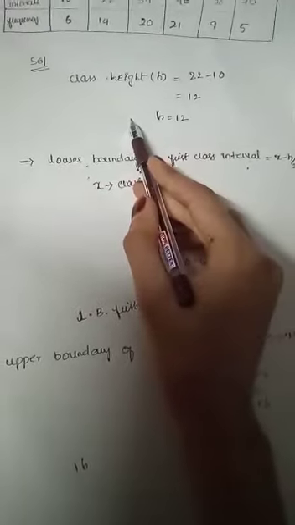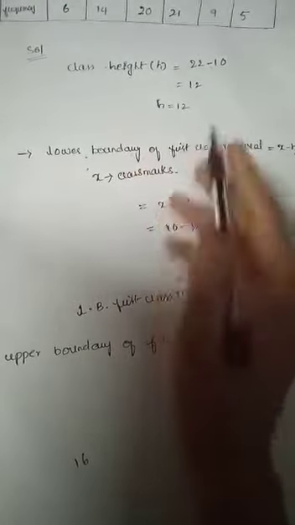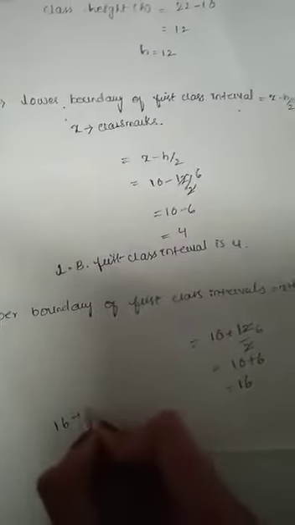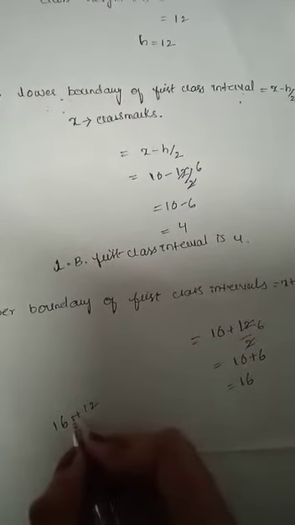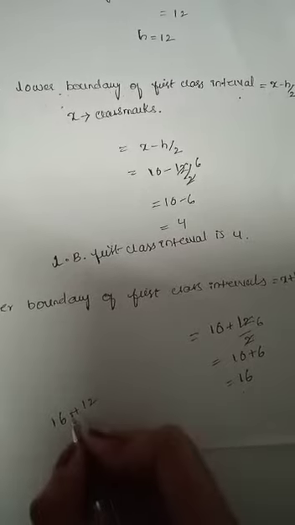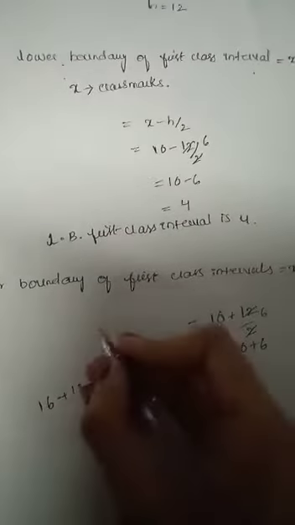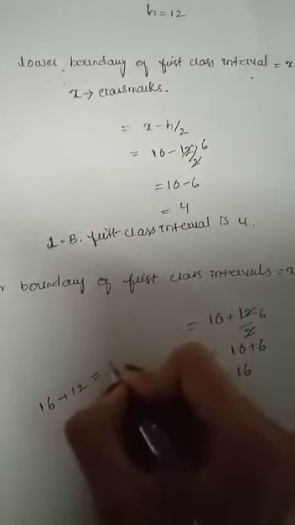Next, what is our upper boundary of the first class interval? 16. So 16 plus the class size. What is the class size? 12. 16 plus 12 is equal to 28.